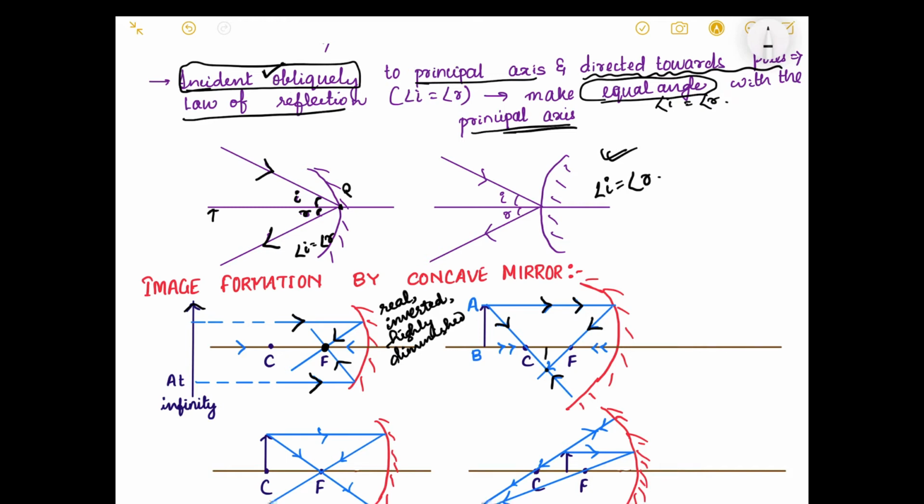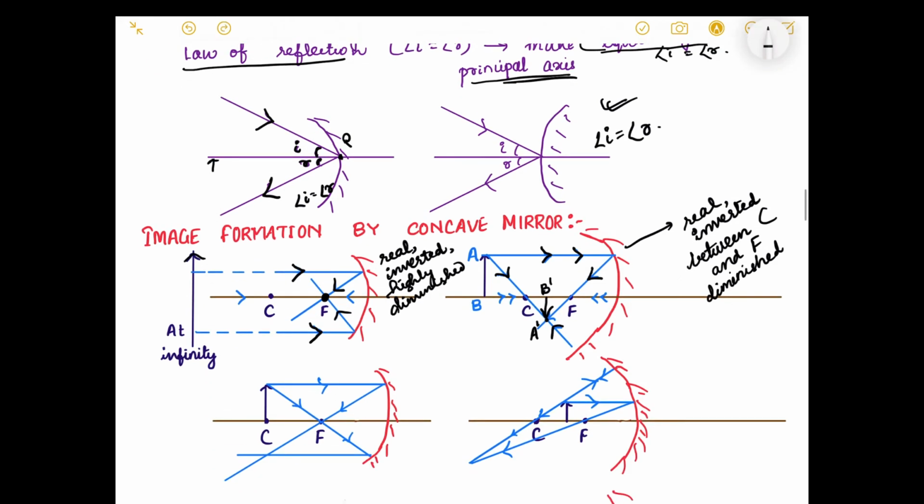So here we can draw the image as this. This is A dash and this is B dash. A dash B dash is the image of AB. In this case also the image is real. It is inverted and it is formed between center of curvature C and focus F, and in addition to this, this is diminished but not highly diminished because it is not reduced to a point size as was in the previous case. So we write it as diminished.